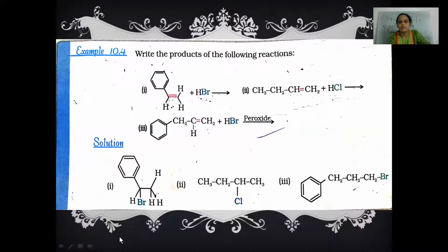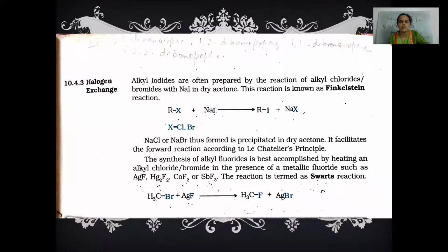So this is how the compound 2-chlorobutane is formed. The third question is, in the presence of peroxide. So cleavage takes place from this double bond there. In the presence of peroxide, you will apply the anti-Markovnikov rule. So the negative part will go to the carbon atom that has more hydrogen atoms. So here the compound is C6H5, CH2, CH2, CH2Br, and that's how you will write the products of the reaction. They are important. They will come in your exam.